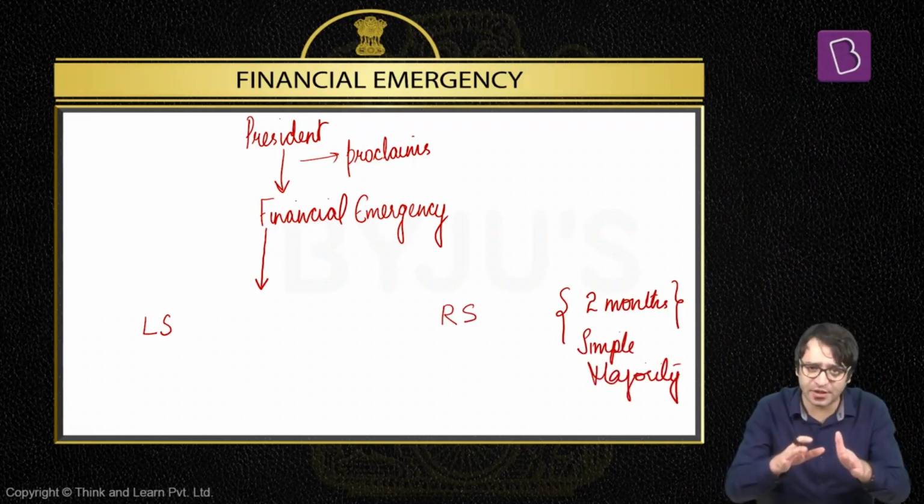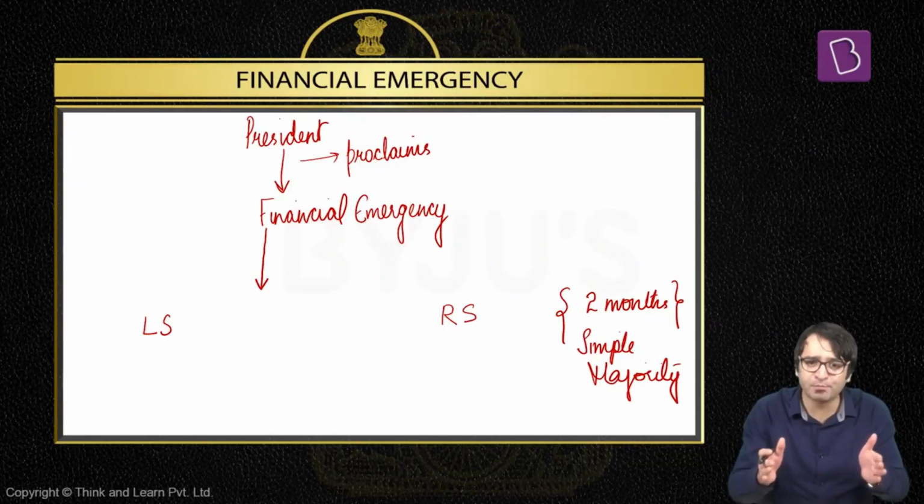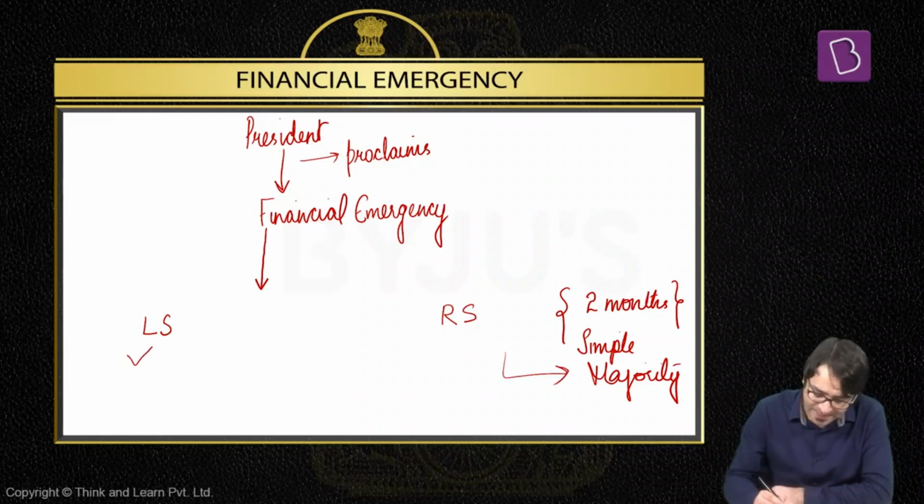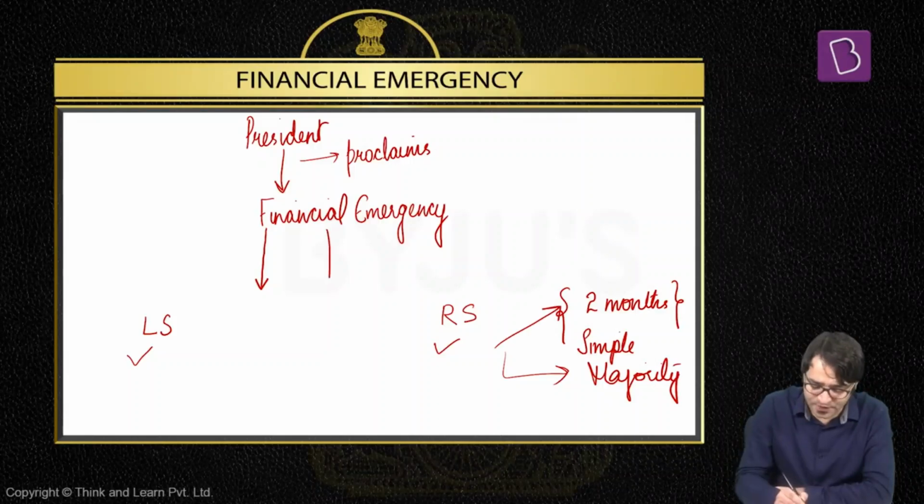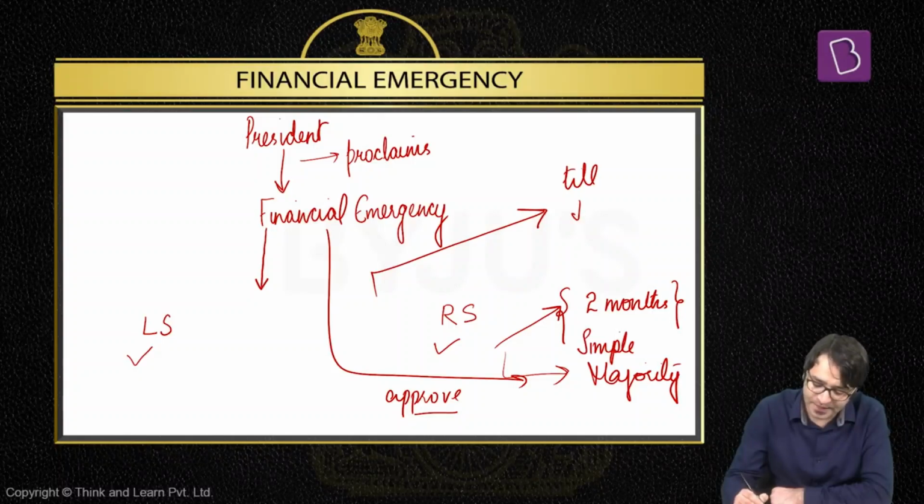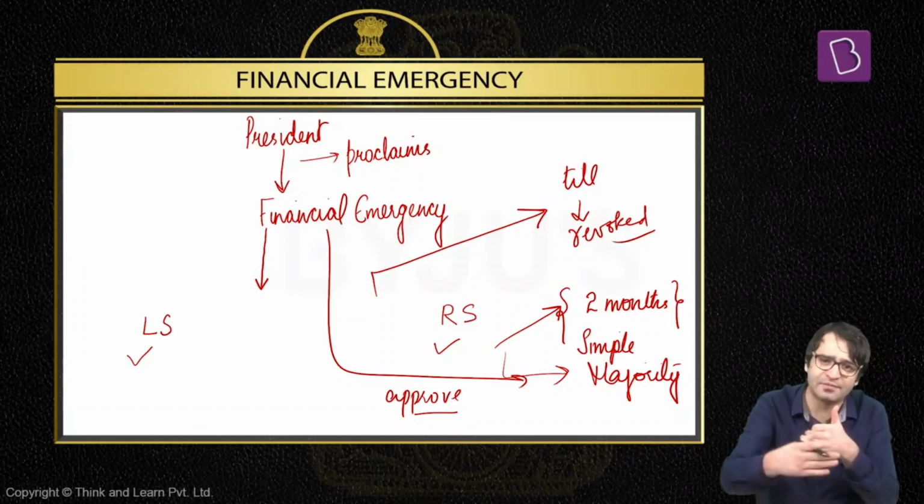That means once the president proclaims financial emergency, within 2 months of its proclamation, it needs to be approved by both houses of the Indian Parliament by passing a resolution by simple majority. And once both Lok Sabha and Rajya Sabha approve it within 2 months, then this financial emergency continues till the time it is revoked by the president. That means there is no upper limit. Financial emergency once imposed can continue forever unless and until it is revoked by the president.